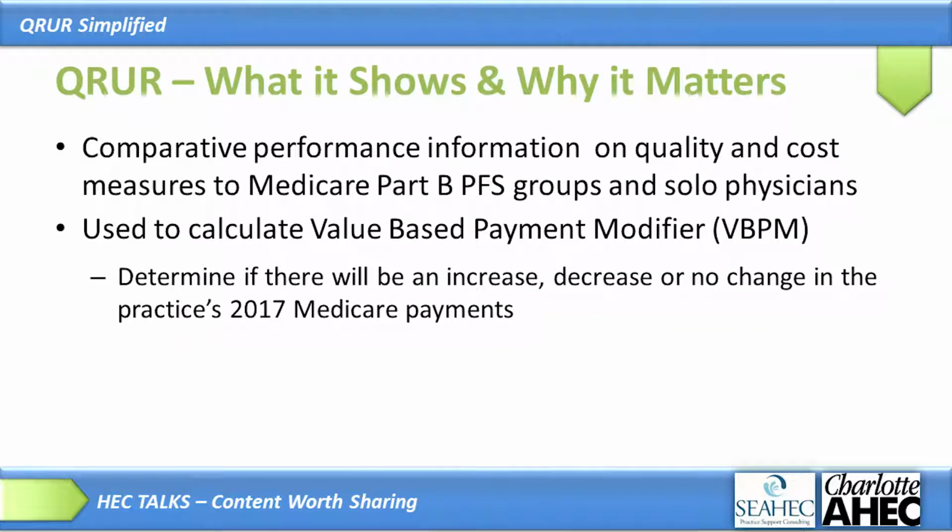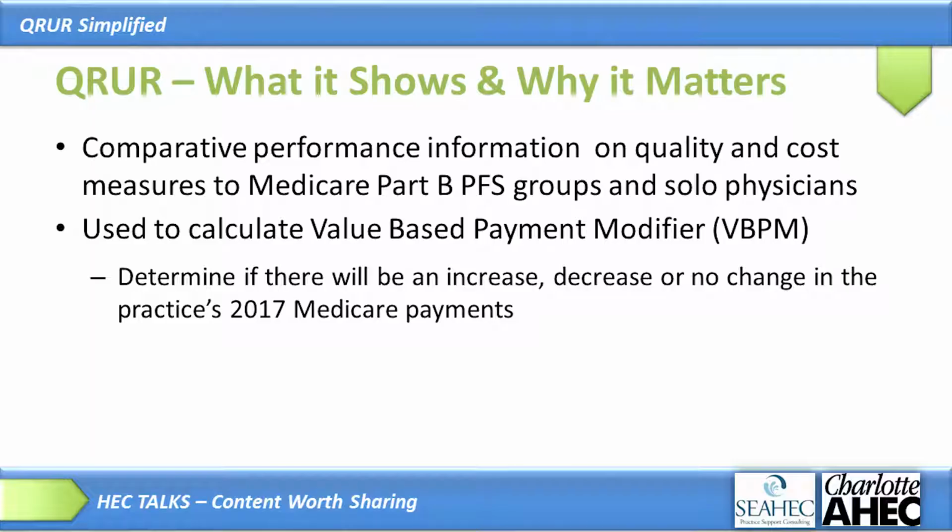The QRUR, what it shows and why it matters. In a nutshell, the QRUR shows performance information on quality and cost measures for groups and solo practitioners. The information is used to help calculate the value-based payment modifier, the VBPM, which is a per-claim adjustment to Medicare payments for services under the Medicare Physician Fee Schedule. The adjustment is applied according to the Medicare Enrolled TIN.